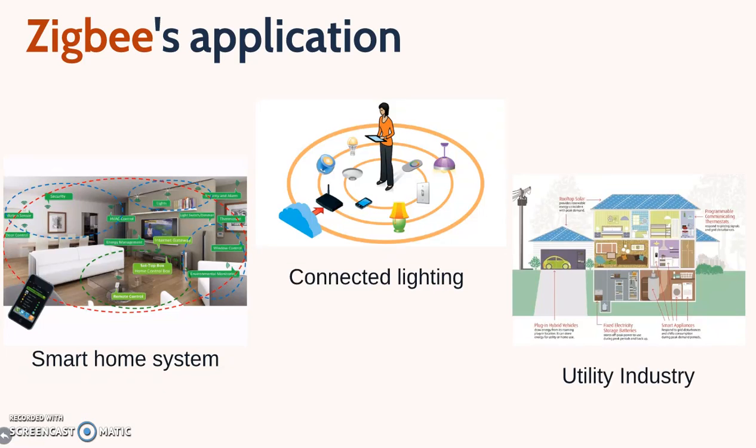The ZigBee Alliance is still in the process of developing more ZigBee applications, such as ZigBee Smart Energy 2.0, Light Link 1.1, and Home Automation 1.3.